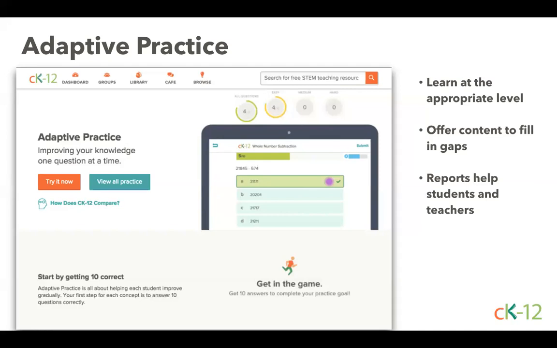You can actually see the responses that they gave if you need that information to help you diagnose what exactly is going on. So spend some time with adaptive practice. We have over 150,000 questions in our adaptive practice, and we're constantly adding more. They cover all of math and all of science and even some spelling in there. So you'll see it's a really great tool that you can use with your students to intervene when they're having trouble.